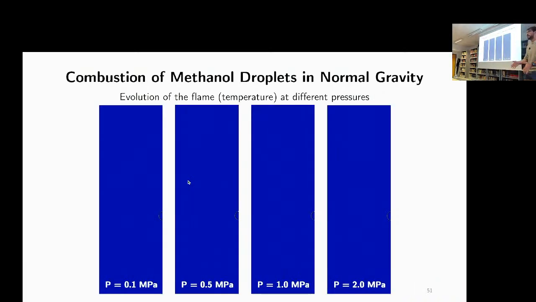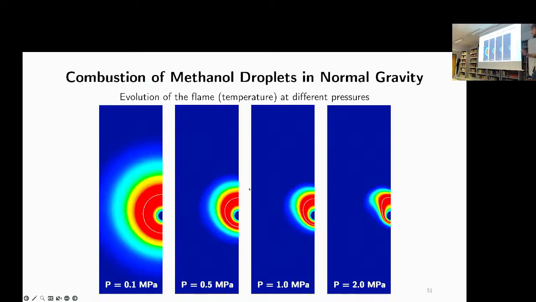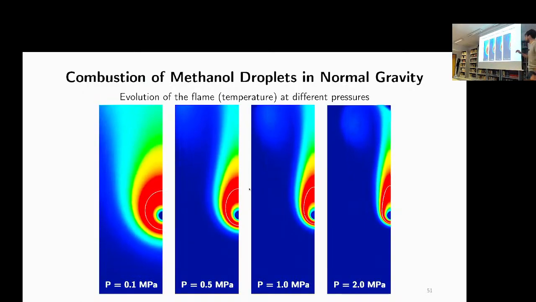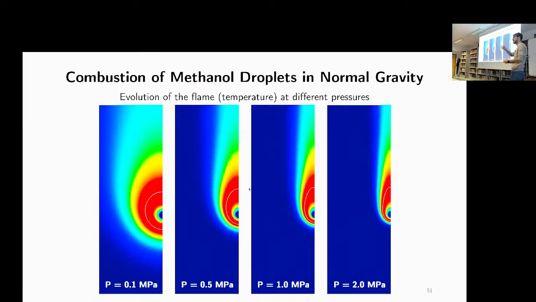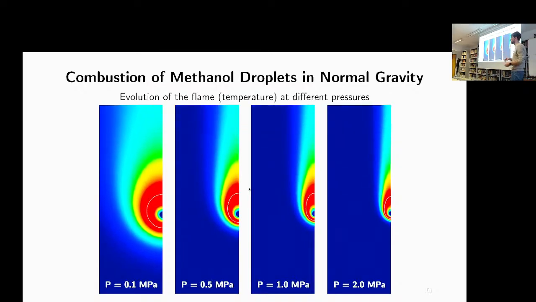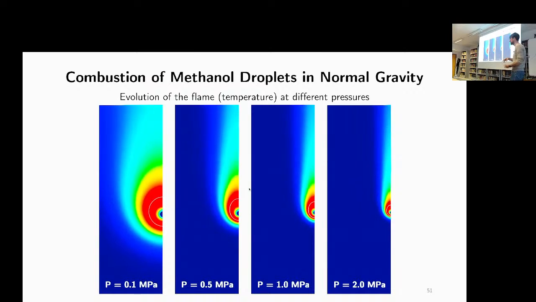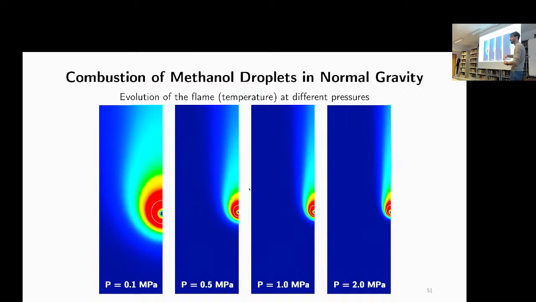But actually, all the test cases that I show you for combustion are things that we can do also with a simple 1D model. So let's try to exploit the multidimensional capability of this model to simulate methanol combustion in normal gravity conditions. At different pressure, you can see that at the beginning there is a spark that ignites the chemical reactions. Once the chemical reactions start, they create a very hot flame which promotes buoyancy-driven flows and a wake that this time goes upward because the density is lower around the droplet.